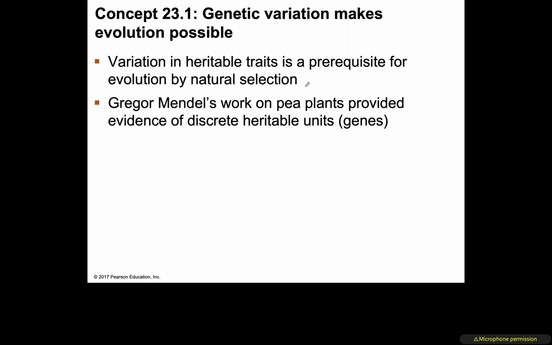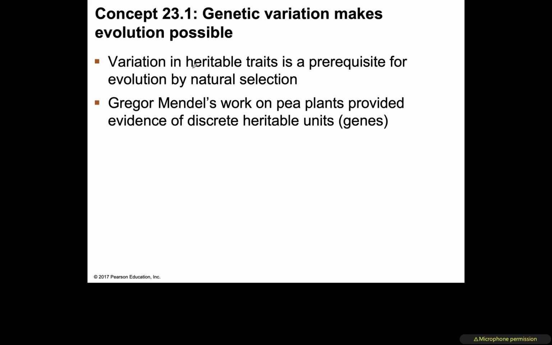So genetic variation is what makes evolution possible. Variation in those heritable traits, right? They're inherited from a parent to an offspring, when that offspring becomes a parent to its next offspring. Variation in those heritable traits is the prerequisite for evolution by natural selection. What this means is that without different types of traits, evolution would not take place. We're going to find out that a population is going to be its healthiest when there is a lot of variation in the traits within a population.